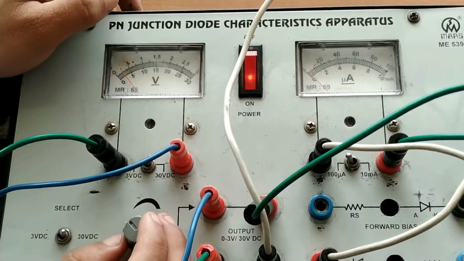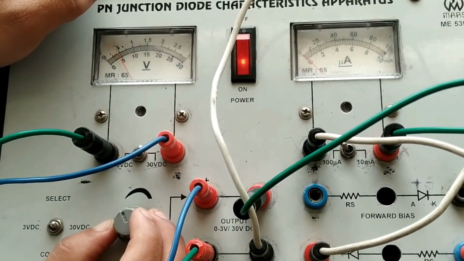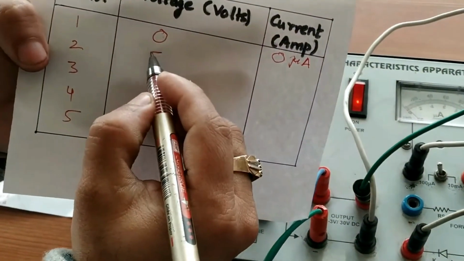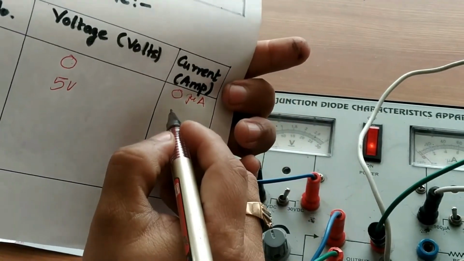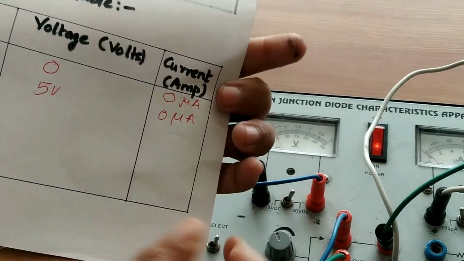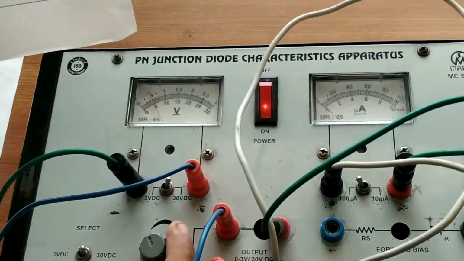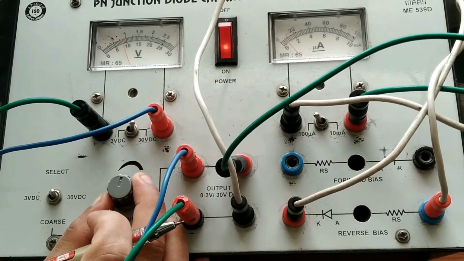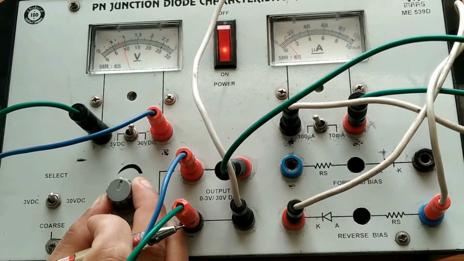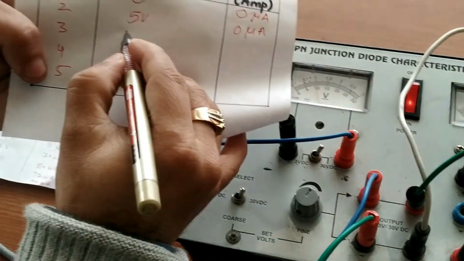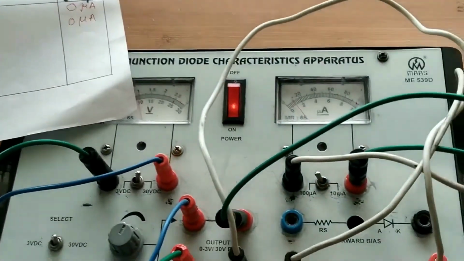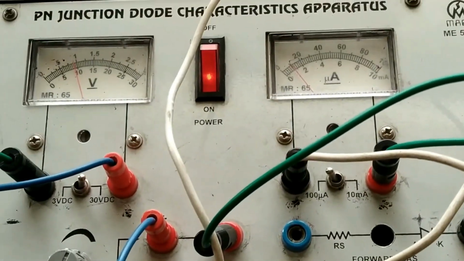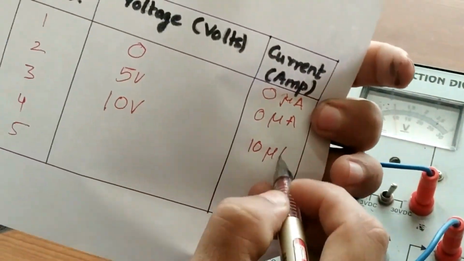Now we are going to increase the voltage to 5 volt. I have connected the voltage at 5 volt, and still I am getting a current of 0 microampere. Now I am going to increase the reading to 10 volt, and you can see that there is some deflection in the ammeter. When I have taken 10 volt, the reading we are getting is roughly 10 microampere.